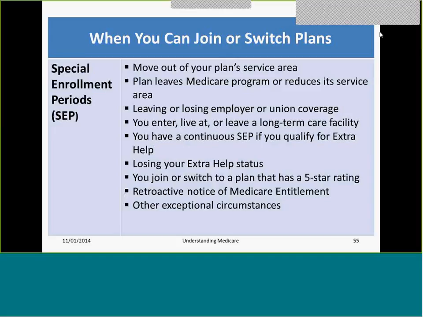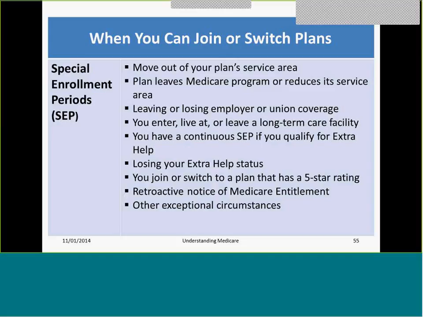I was on a United Healthcare Medicare Advantage plan, and I lived in Johnson County. And for a reason, I decided to move to Wyandotte County. I had moved out of my Medicare Advantage plan's service area because United Healthcare does not service Wyandotte County. That client does have an SEP to go into a different plan. Okay. So you need to be aware of the service area counties for all the different plans that we have.